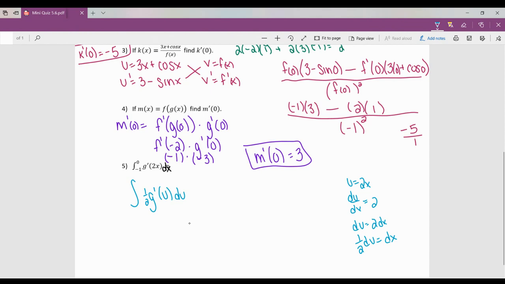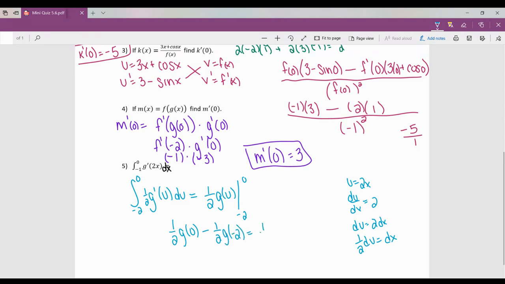And now my bounds are no longer going to be -1 and 0 because those are x values. So they're going to be 2 times -1, which is -2. 0 times 2 is 0, so 0 stays the same. And now I have my u substitution done, so I can do my antiderivative. So 1/2 is a constant in front, it stays in front. Antiderivative of g prime is g of u. And we evaluate that from -2 to 0. So I plug the top bound in, so 1/2 g of 0 minus 1/2 g of -2.